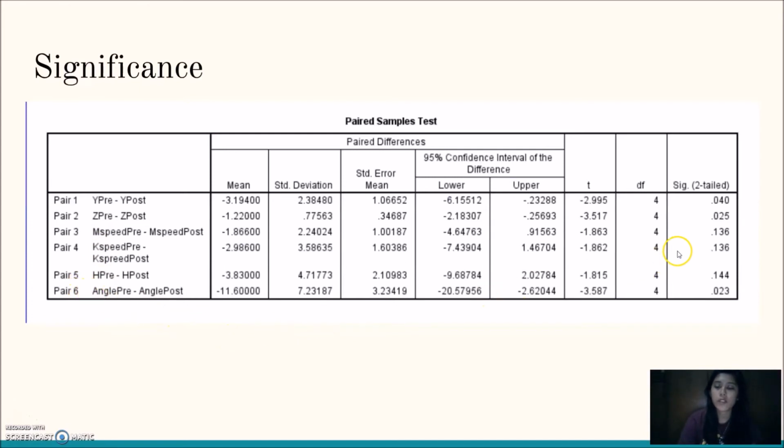To know if the data is statistically significant, the level of significance must be greater than the p-value. The p-value is this column named Sig. 2-tailed. Since we chose 0.05 as our level of significance, we can see that everything is statistically significant except for the speed in kilometers per hour and the height at which the ball was thrown.